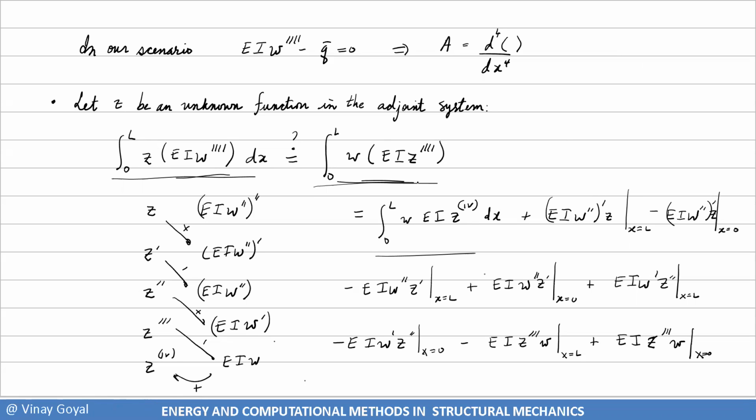You can see that at x equals 0, EI W double prime. So you can see that this term right here is alpha W prime. This one right here is alpha W prime.